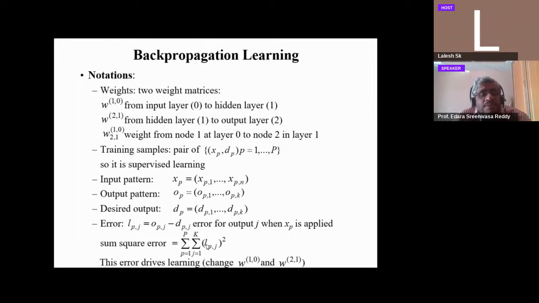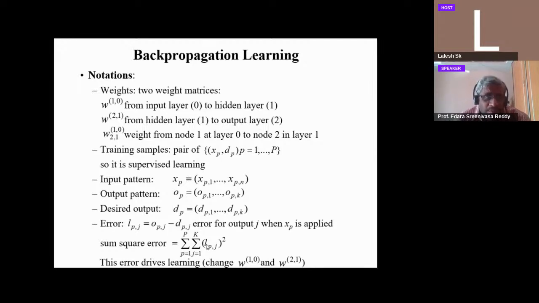And therefore, error is equal to output minus desired or desired minus output. And the sum of the squared error is nothing but sigma of sigma error square. So this error is used to change the weights 1, 0 and 2, 1. 1, 0 means weights between the input layer and hidden layer. 2, 1 means weights between the hidden layer and the output. I think you are clear with the notations.